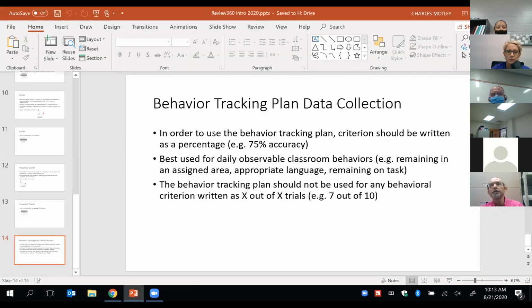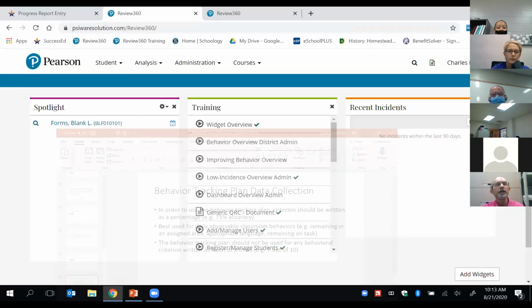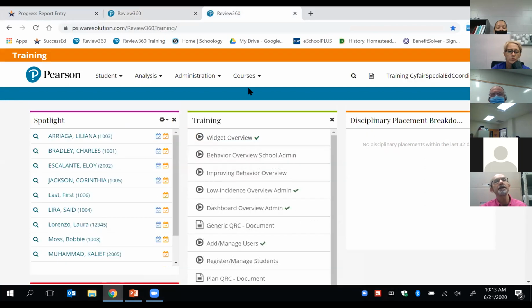Okay, so like I said, I'm going to start with the end in mind. After you've gone in and created all of these plans, the students will appear in the spotlight box. So let's look at this student's academic plan, or I'm sorry, we're going to start with the behavior plan.